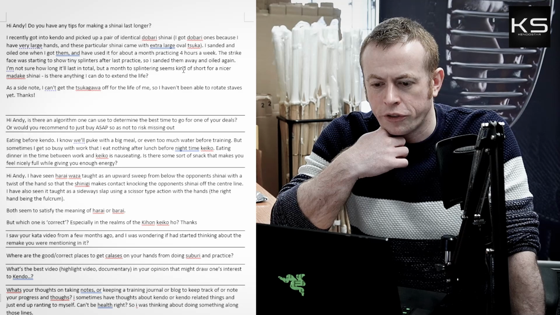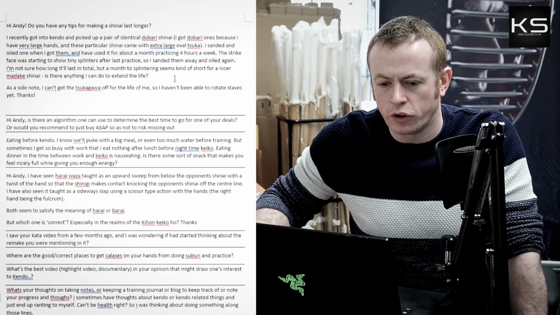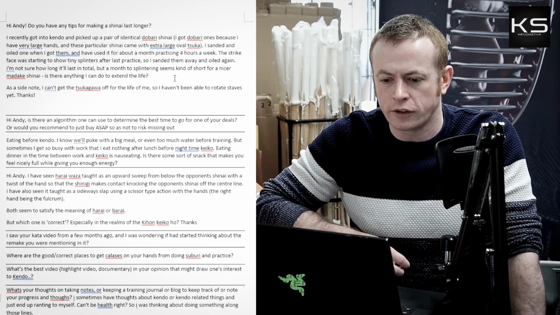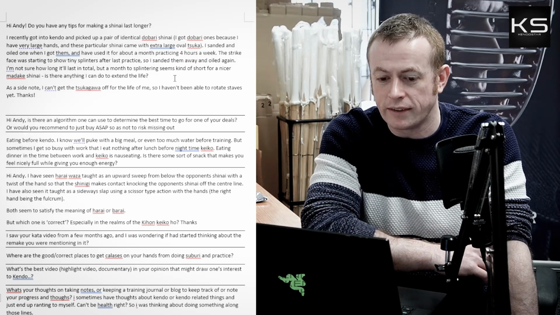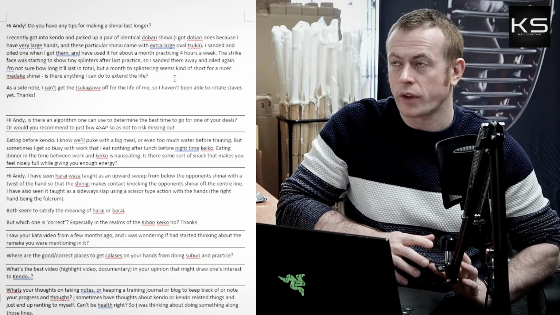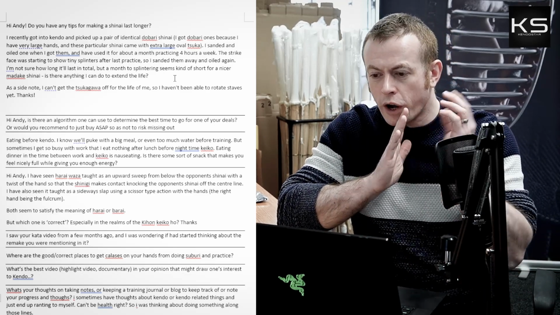I'm not sure how long it'll last in total, but a month to splintering seems kind of short for a nice madake shinai. Is there anything I can do to extend the life? As a side note, I can't get the tsukagawa off for the life of me, so I haven't been able to rotate the staves yet. Thanks. Okay, so yeah, obviously this is a common problem, and there are some things you can do.